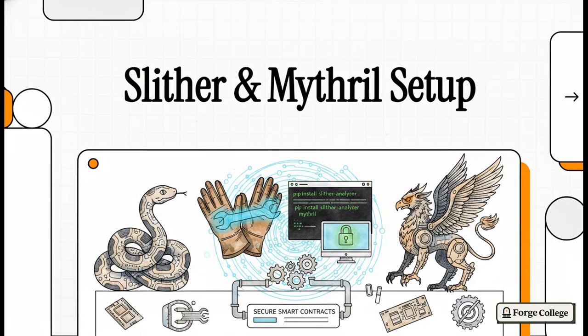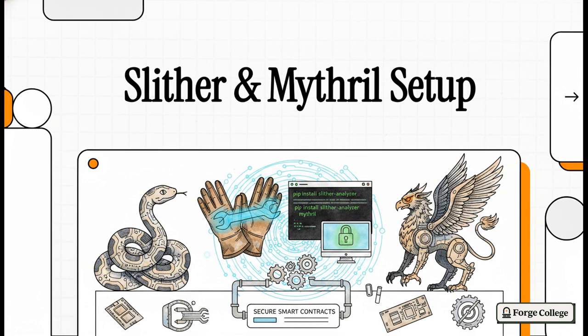I'll be your chief engineer today, and I am honestly absolutely thrilled to guide you through setting up your static analysis lab. Now, if you hung out with us for a previous lesson, overview of static analysis tools, you already know the theory, right? You know what these things do. But look, theory doesn't secure smart contracts. Action does. So today, we're taking off the white gloves, getting our hands dirty with some command line magic, and actually installing Slither and Mythril.